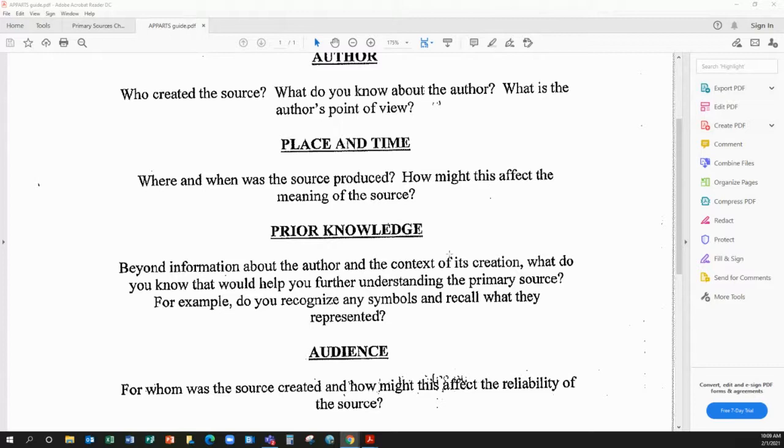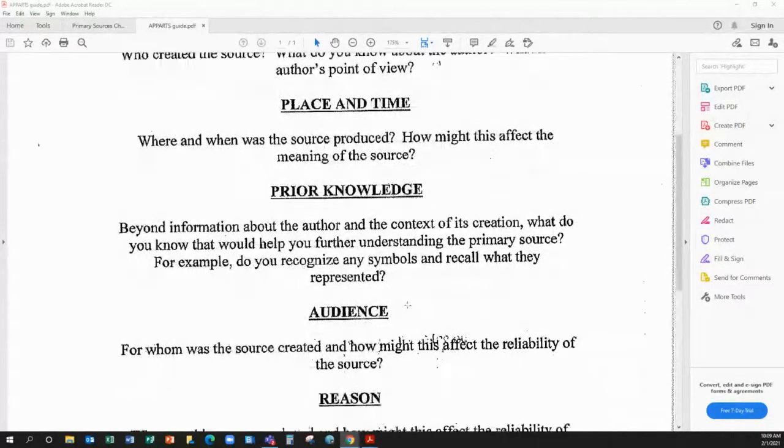Again, this does say symbols, but don't worry about symbols. You're doing written documents. This would be if you were going to analyze a political cartoon or a graphic of some sort.